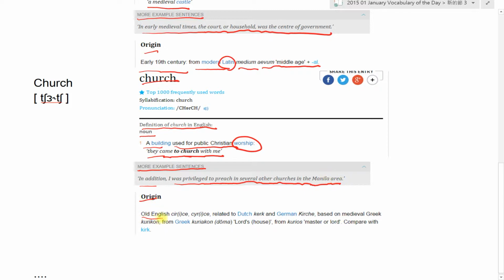Origins: Old English, cirice. Related to Dutch kerk and German Kirche, based on the medieval Greek kuriakon, from Greek kuriakon doma, Lord's house, from kurios, master or lord, compared with kirk.